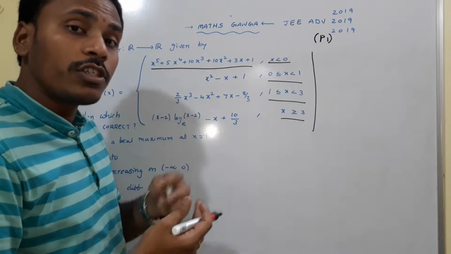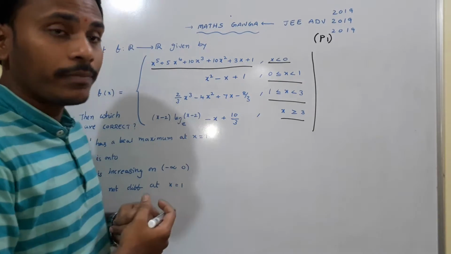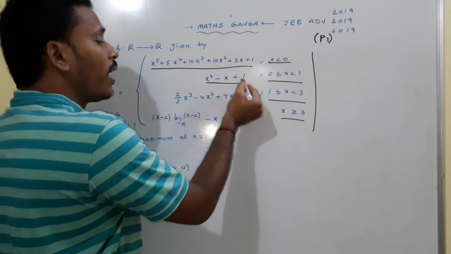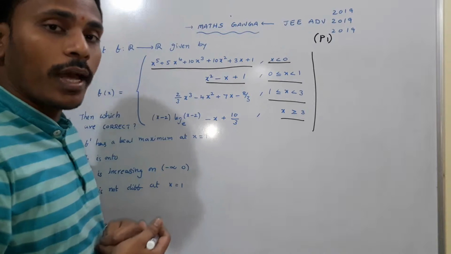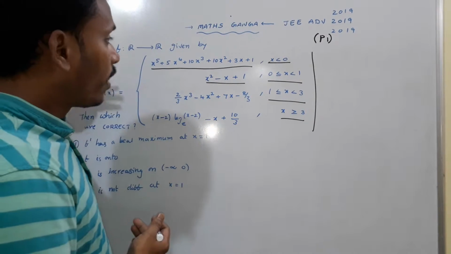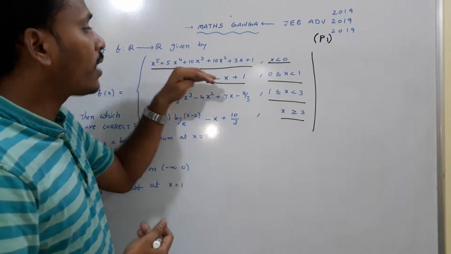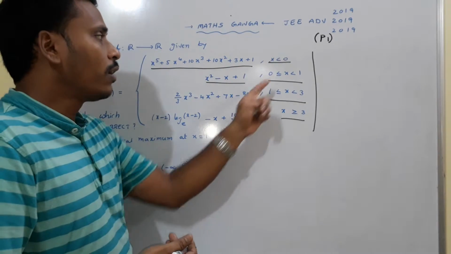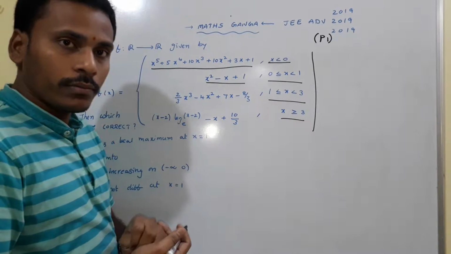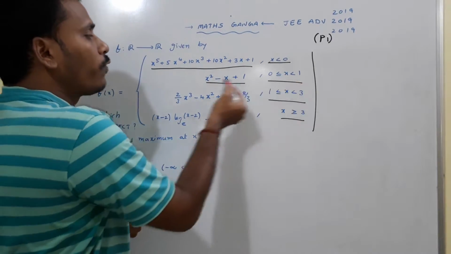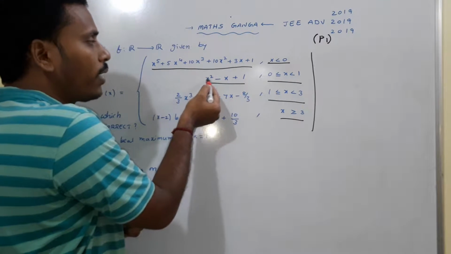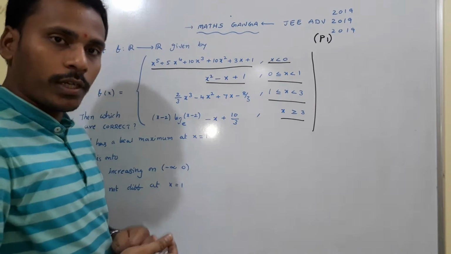Then if you move towards 0 from the right hand side, then we have to use this function. Here also the functional value is 1. So f of 0 minus as well as f of 0 plus is 1, so it is continuous at 0. Similarly, at 1 if you check, this value is 1 minus 1 plus 1, again it is 1.